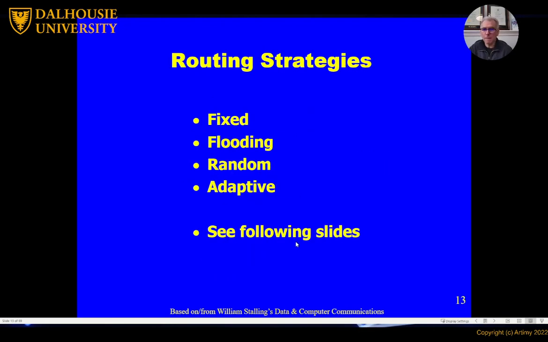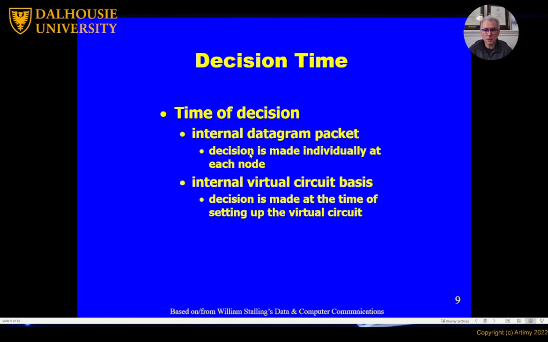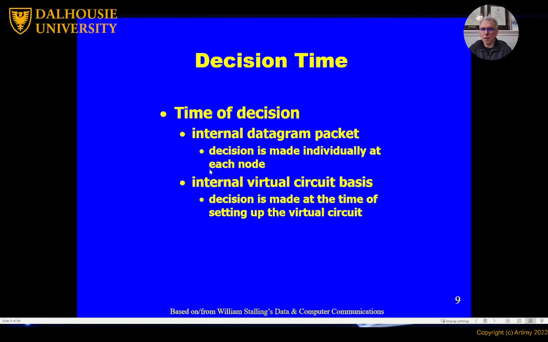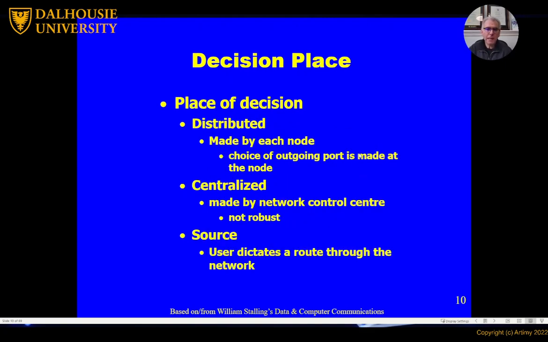Right, so we looked at the time, the how. So how we make the decision about routing is based on minimum cost. When to make the decision: it's either before we send any packets or at the time each packet needs to be forwarded. And finally, the place of the decision. It could be distributed, so each one of those intermediate nodes makes the decision, or it could be centralized, so one controller in the entire network makes all the decisions, or at the source, so the source decides, I want my packets to be forwarded this way.